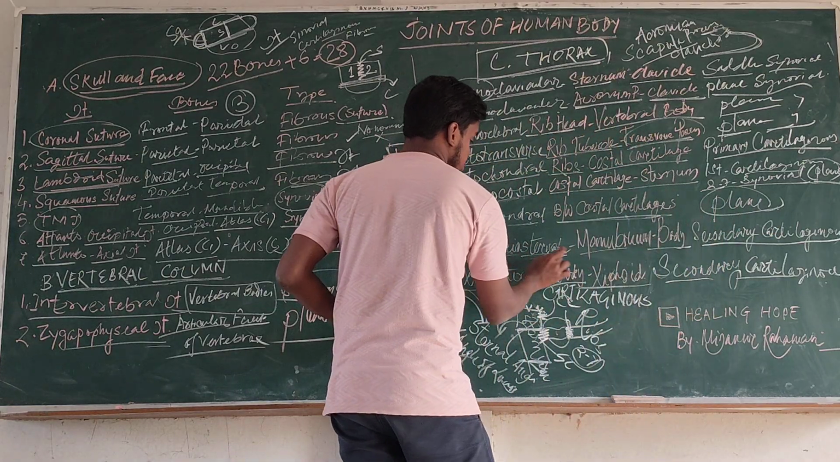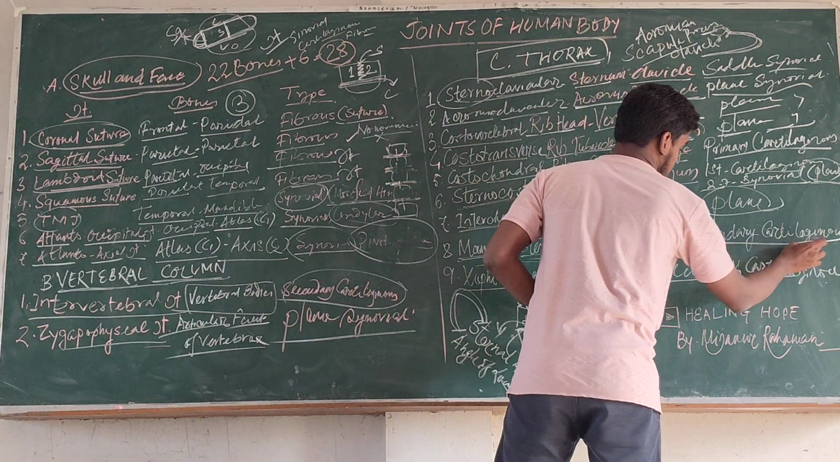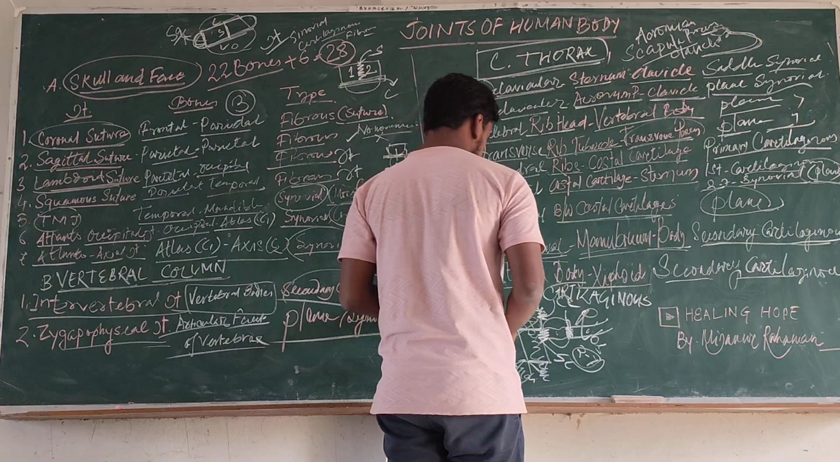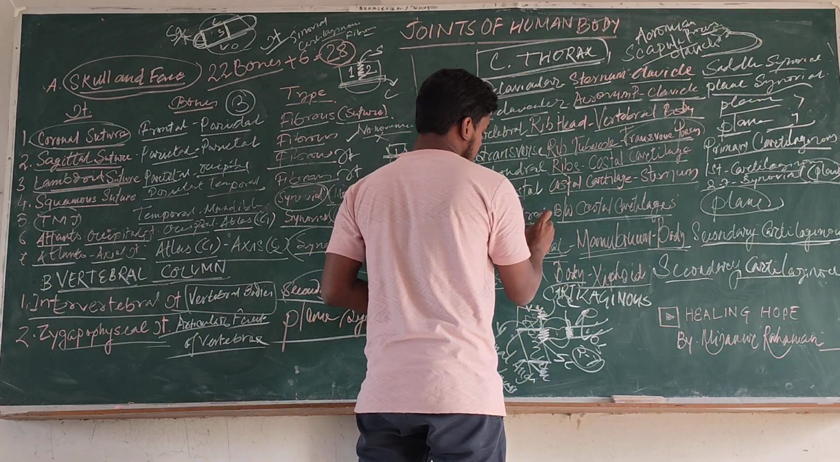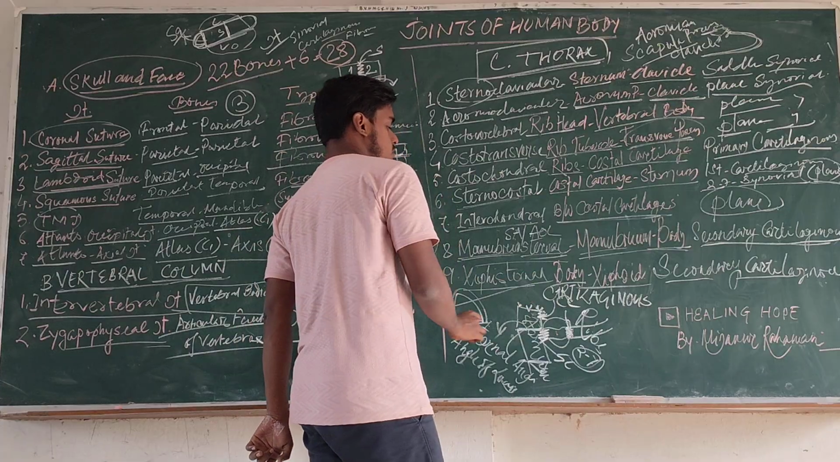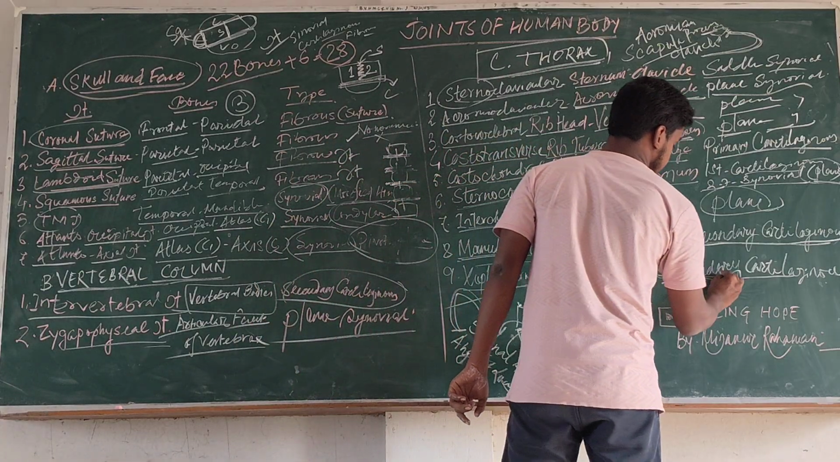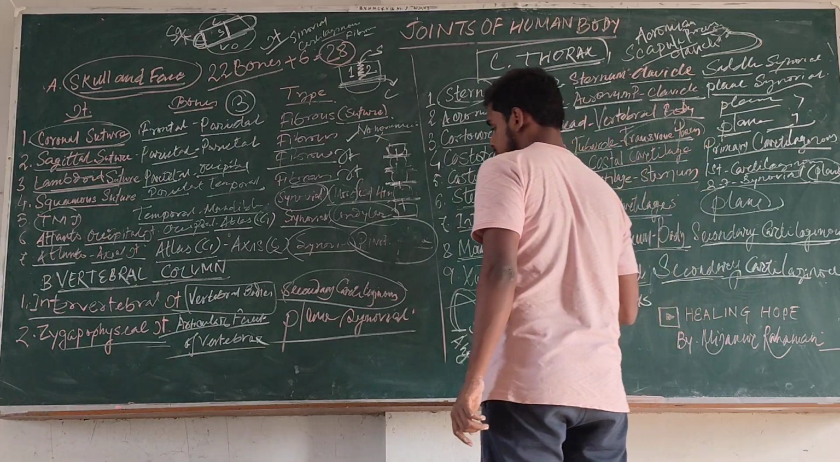Then the manubriosternal joint, formed by the manubrium and the body. This is a secondary cartilaginous joint, and this joint is also known as the sternal angle or angle of Louis. Then the xiphisternal joint, formed by the body and the xiphoid process of the sternum. This one is a secondary cartilaginous joint.